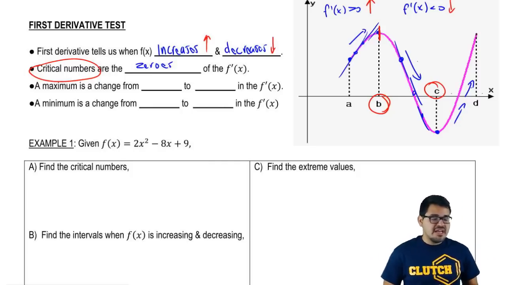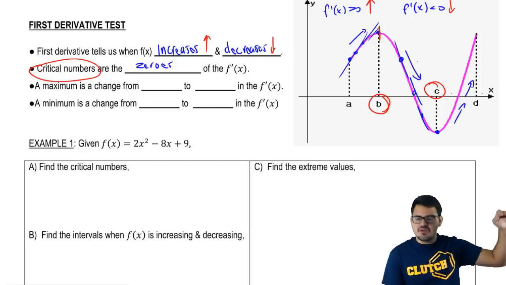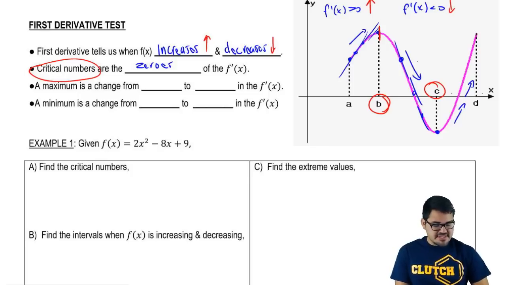Now, if you guys see, b and c are different because when we have b, it goes from increasing to decreasing, which forms what we're going to say is a maximum value for our function.